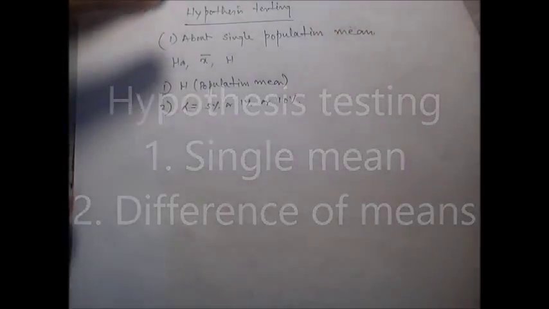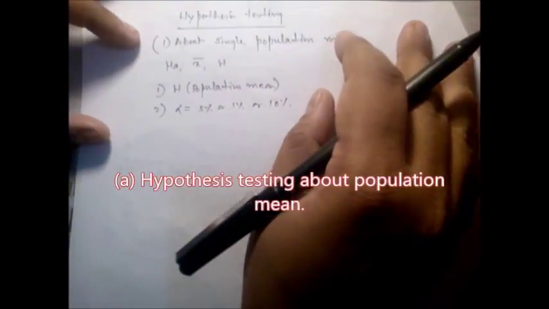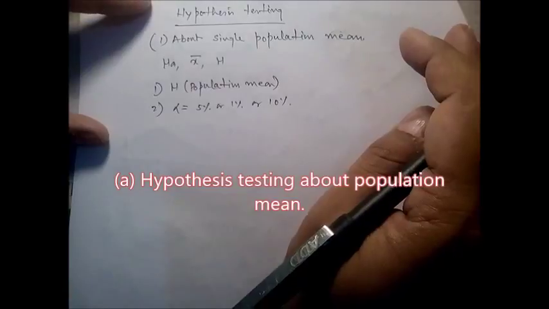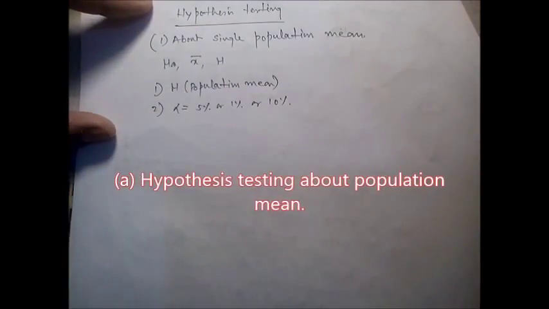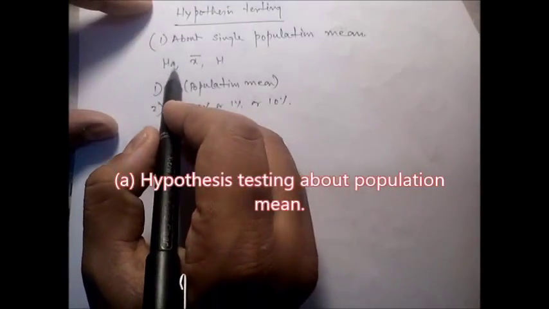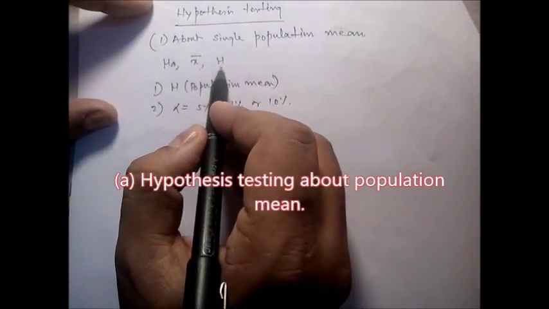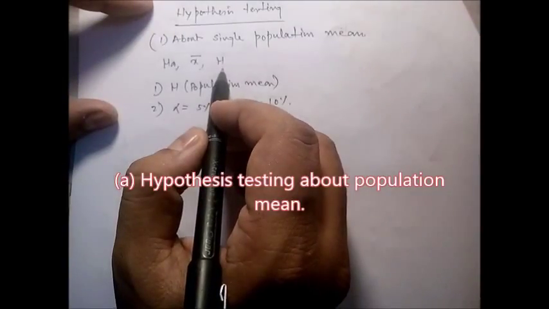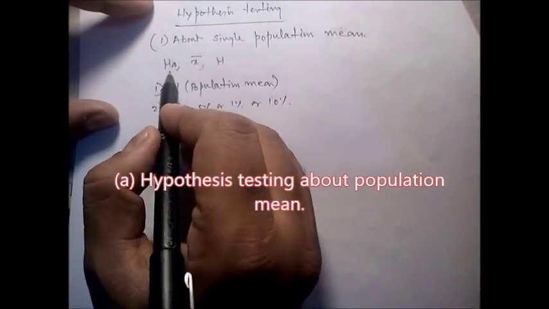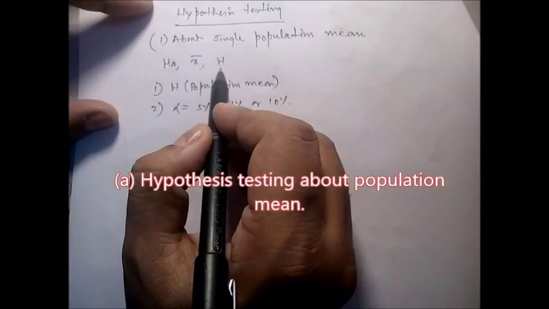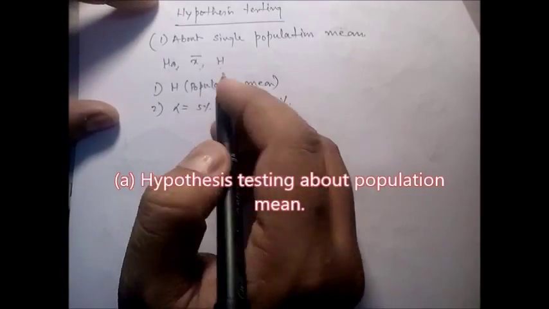Hello, hypothesis testing about a single population mean. Suppose mu A is the hypothesized or assumed population mean, x bar is the sample mean, and mu is the actual population mean.